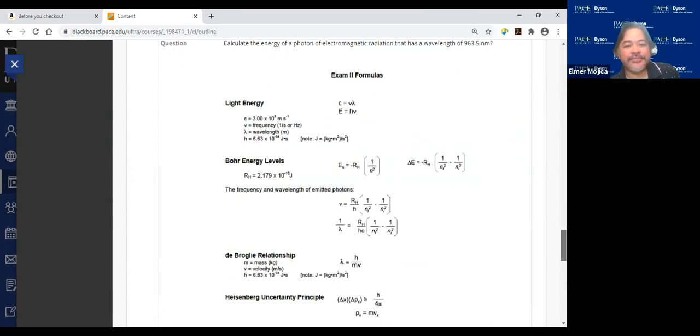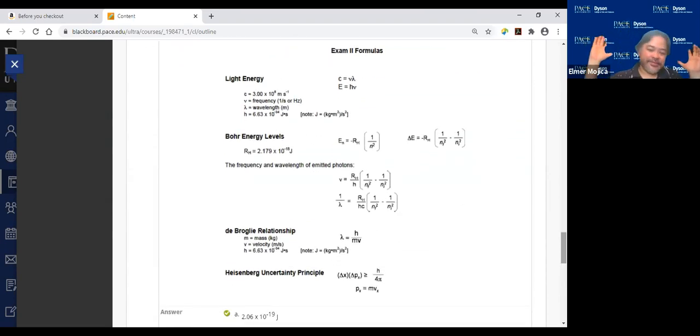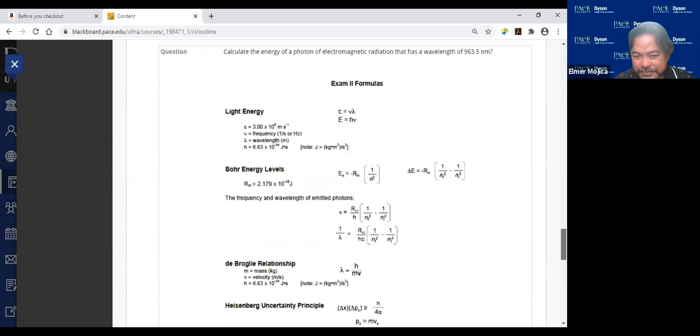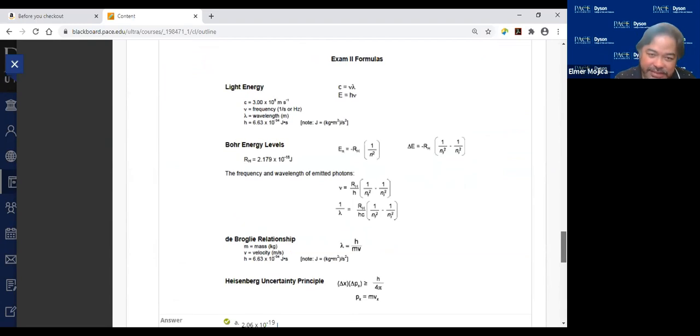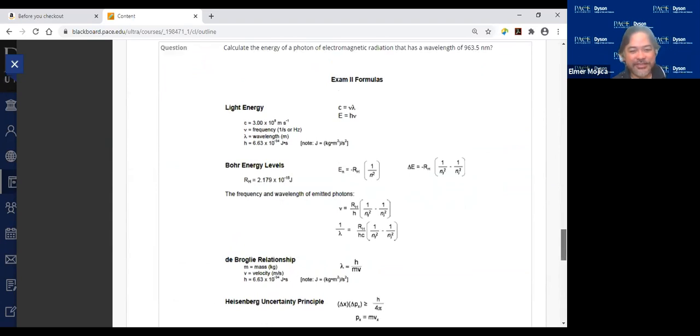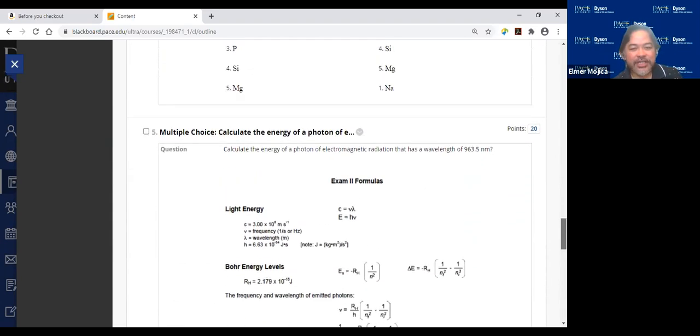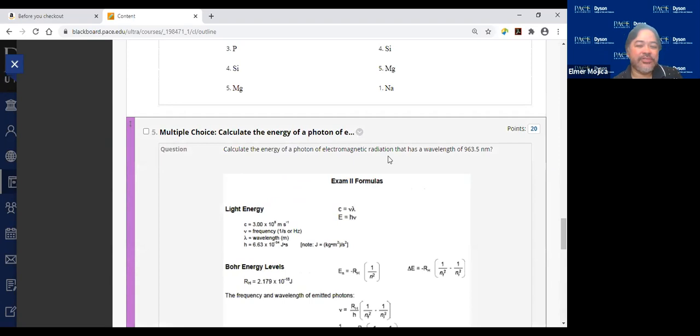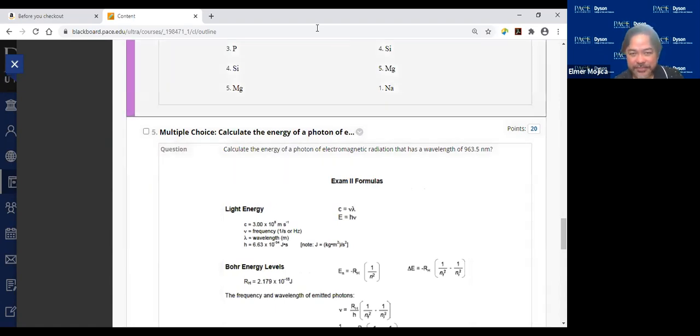Now this one. So this is the formula, and this is available in a certain number. And all you need to do is answer it. If you don't answer it, there's really no points on that. So you are asked here, calculate the energy of electromagnetic radiation that has a wavelength of 963.5 nanometer.